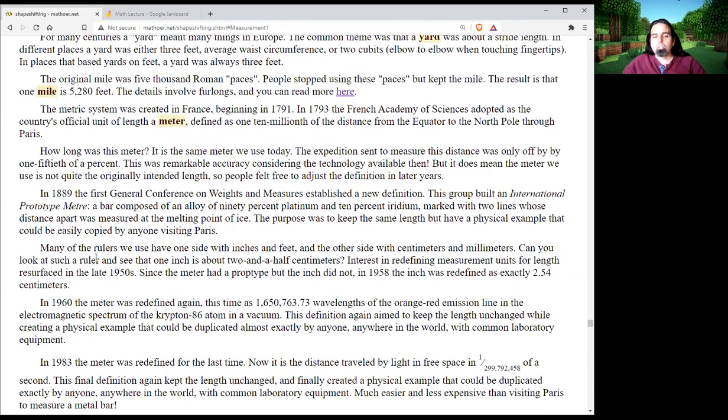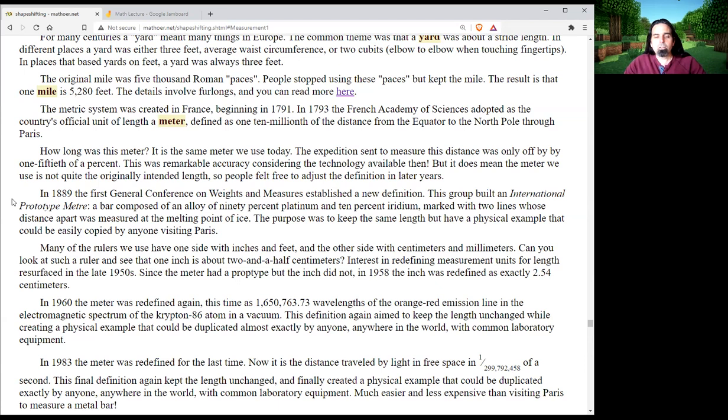So the metric system was created in France in 1791, and they decided the length would be called a meter and defined it as a 10 millionth of the distance from the equator to the North Pole through Paris. And the through Paris is important because the Earth is not actually completely round. If you go from the equator to the North Pole, then how long a trip that is depends on where you start heading north.